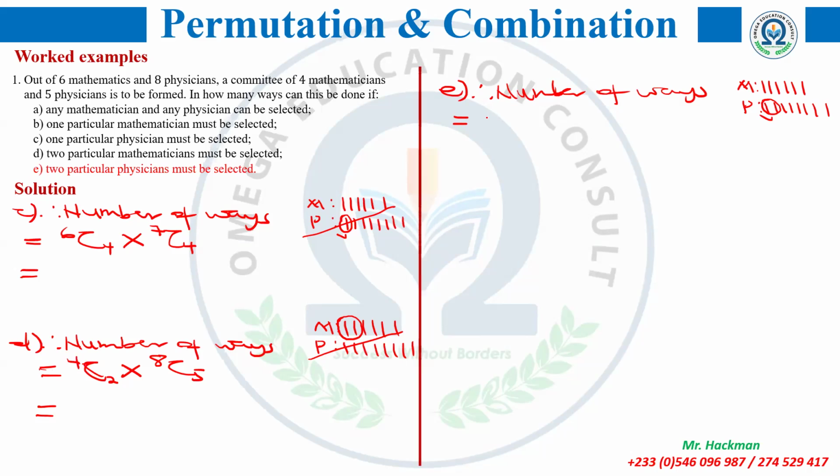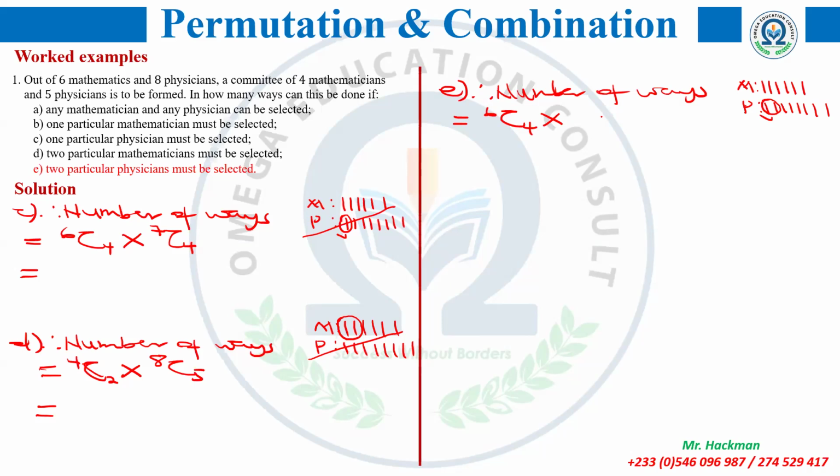So 6 combination 4 for the mathematicians. No restrictions, so that is 6 combination 4. Do you agree? Yes, that is 15 times, then times 6 combination 3.